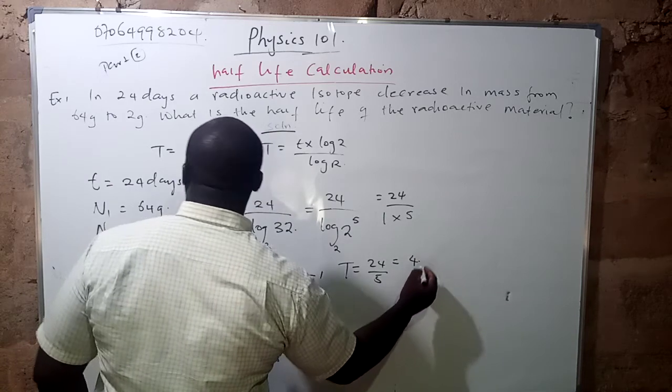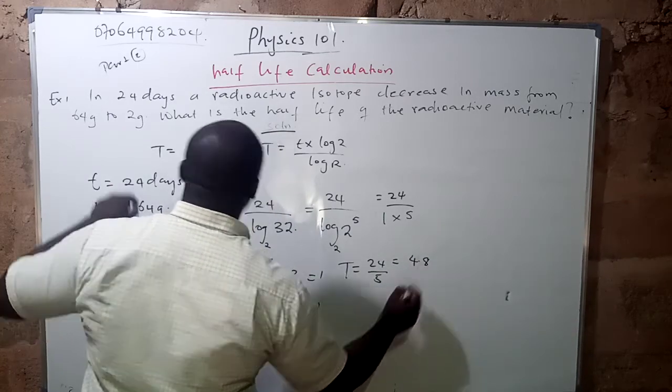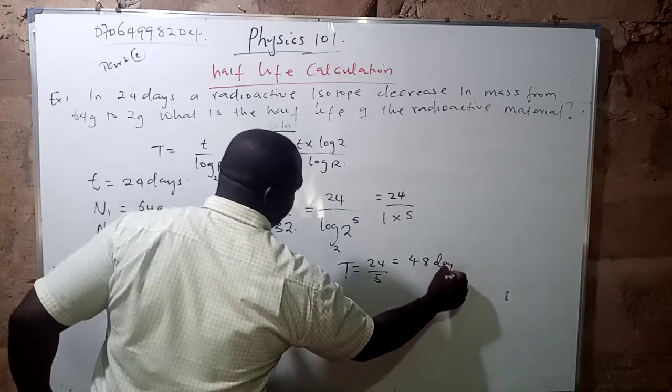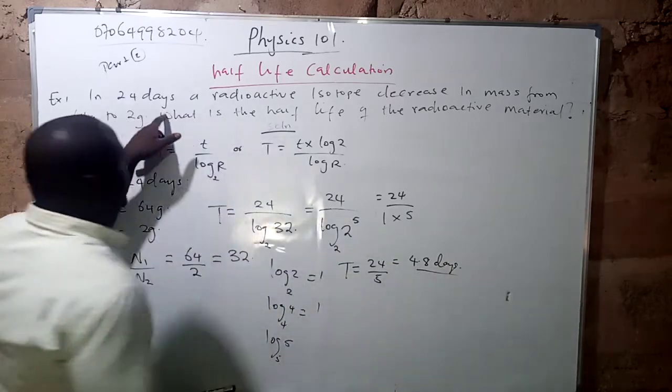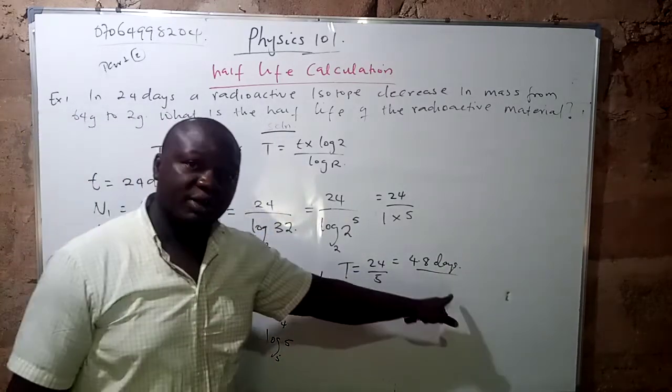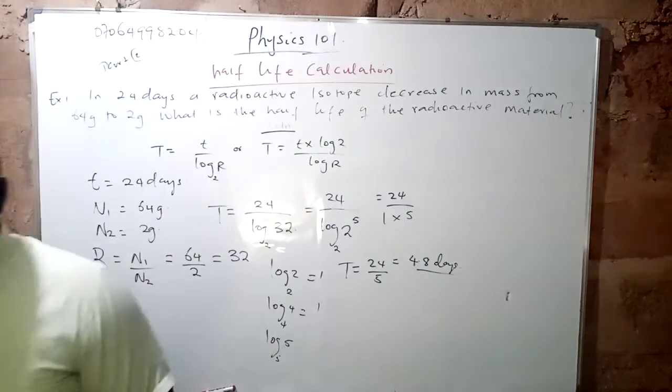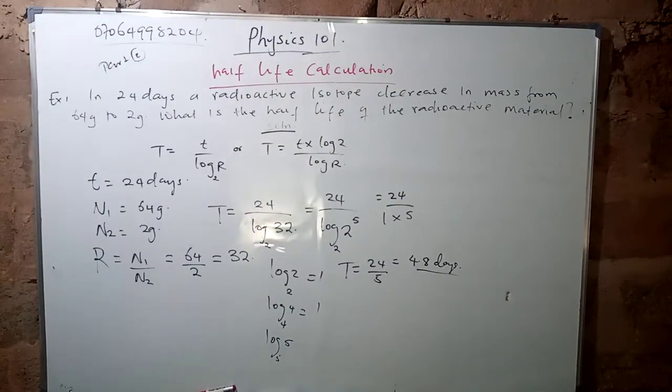So 4.8 days. Be careful now. The time is in days, so your half-life should also be in days. This is so easy, I told you. And of course, this is my formula. If you do not watch part 1 of my video, you will not understand anything I'm saying right now. So endeavor to watch part 1 of the video. Let's go to another example, please.